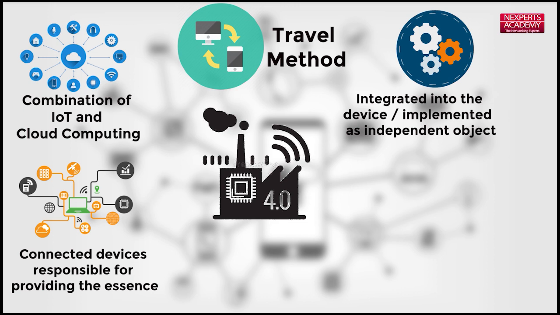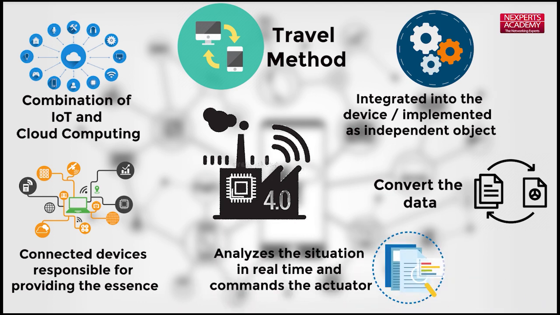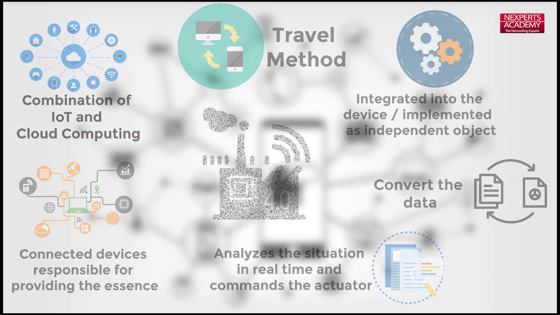Through close cooperation with sensors, they can convert the data generated by smart objects into physical actions. Based on the input provided by the sensor, the system analyzes the situation in real time and commands the actuator to open the selected water valve at the position where the soil moisture is less than the set value.